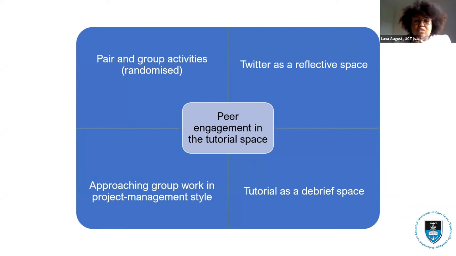Peer engagement took place as peer and group activities where there was randomized partnering, where I adopted this approach of spinning an online wheel. So there was no control or rigging in who works together. And in that way, different students were roped together.